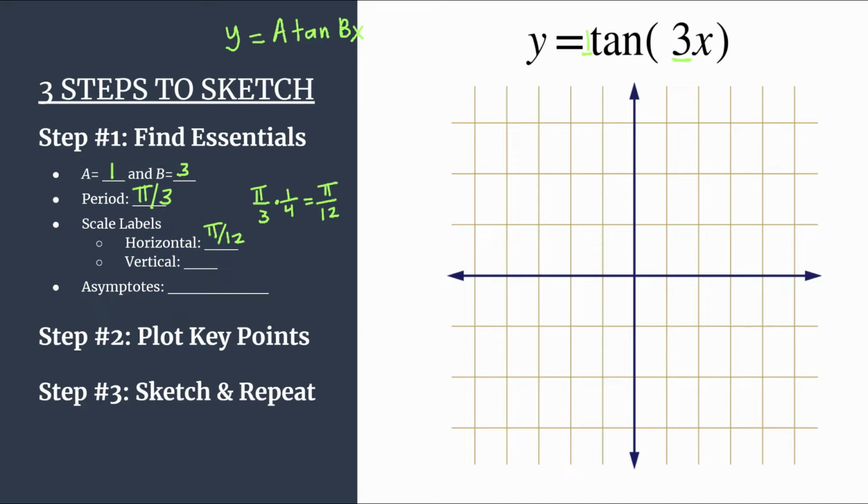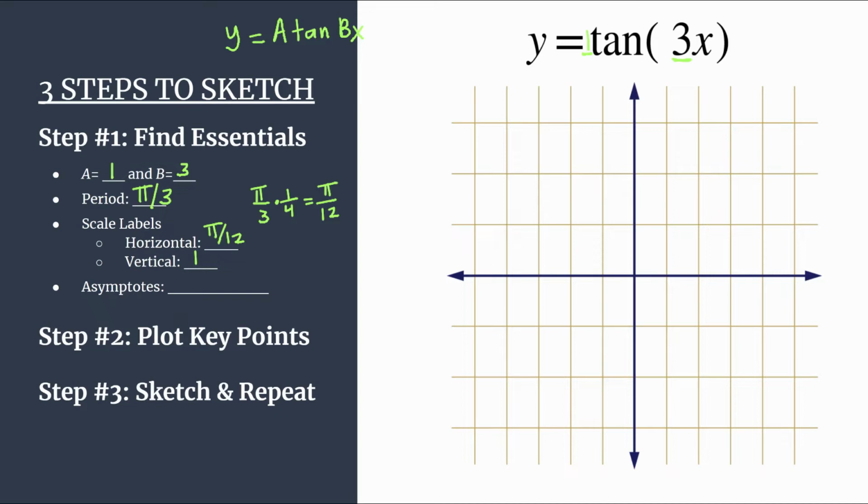And then finally, our vertical labels, we usually can just use A, so we'll do that here. All right, and that'll ensure that those midpoints that kind of set the curve will be lining up nicely. Okay, finally, asymptotes.